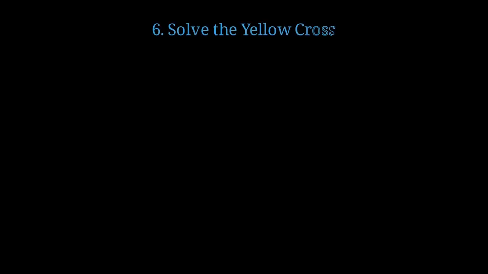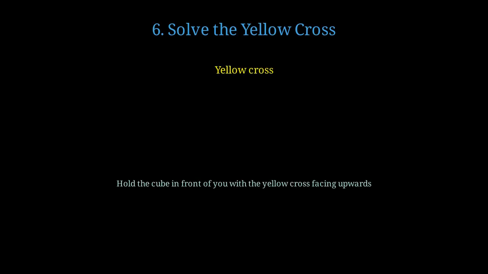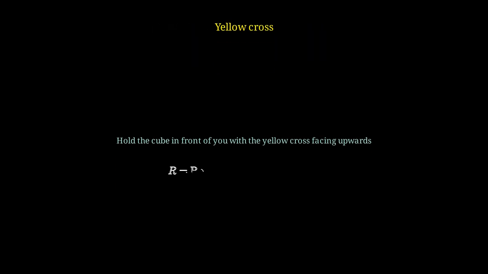The final step is to create a yellow cross on the bottom surface of the cube. To create the yellow cross, hold the cube in front of you with the yellow cross facing upwards. If a yellow edge piece is not in its correct position, use the R-turn to move it to its correct position. The final step is to solve the yellow corners.